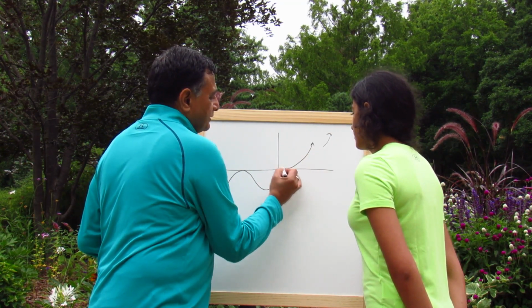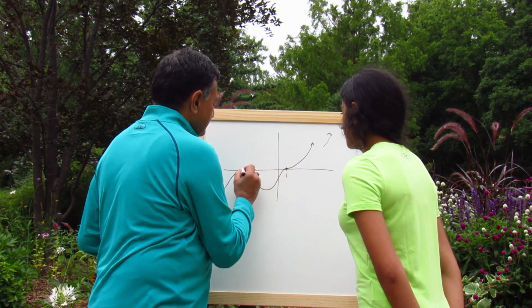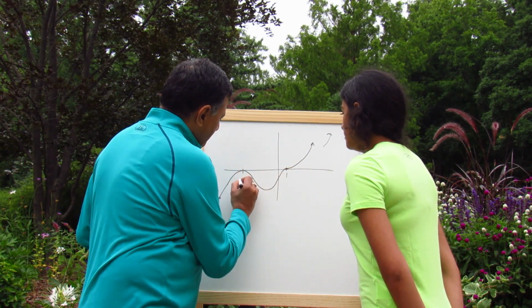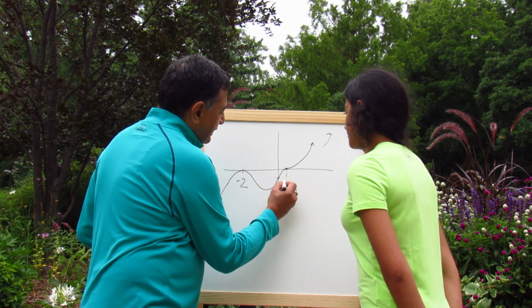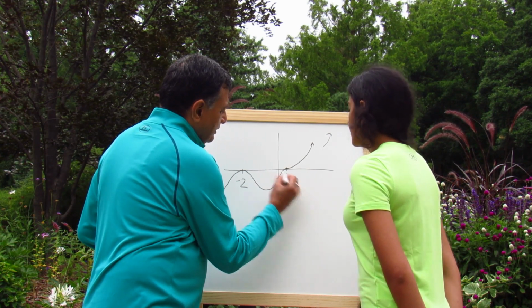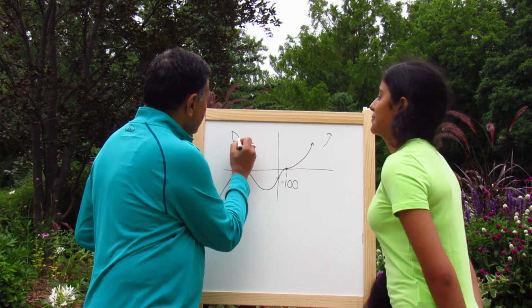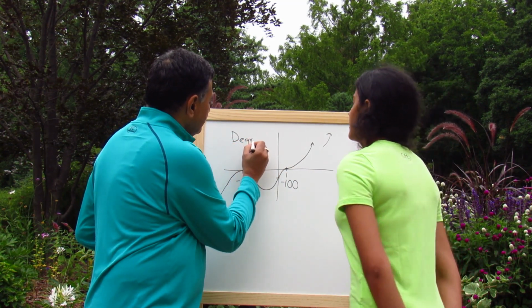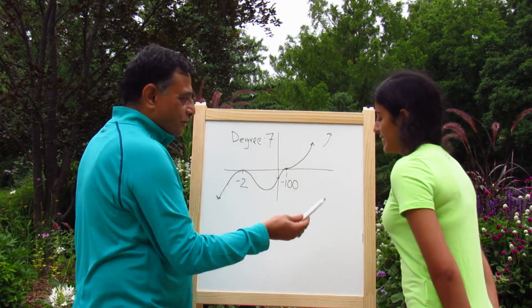I think this is a cubic. Let's take this point as 1. Let's take this point as minus 2. And the y-intercept, let this be at, let's say, minus 100. Now give me the equation of this. Let us say the degree is 7. Now give me the equation of this function.